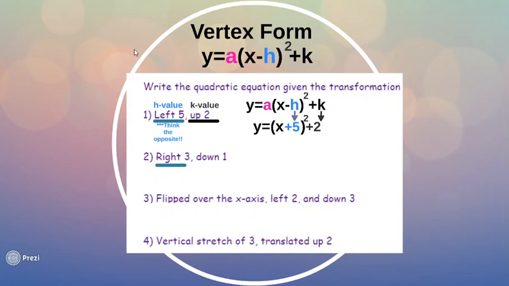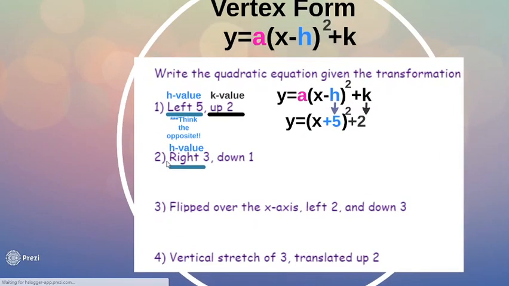Exactly, you guys. That would also be an H value. Just like up here, going left was H, so going right is still an H.